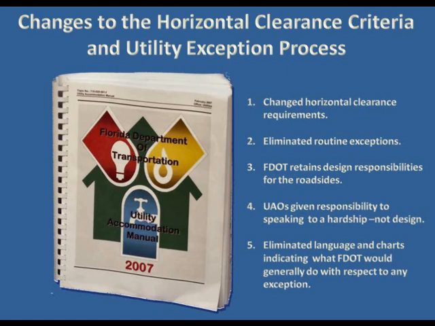So let's change some of our horizontal clearance requirements to reflect the way we actually approve them. And let's eliminate these routine exceptions. Let's retain the design responsibilities for the roadside to DOT. Let those design responsibilities be with our designers and not be given over to the utility industry. Let the utility speak to their hardships and not have our designers trying to second guess what's a hardship to a billion-dollar industry. And eliminate the language in the charts indicating what DOT would generally do with respect to any exception. Basically what we were telling them, here's the rules and here's how to get around them. So we wanted to eliminate that.